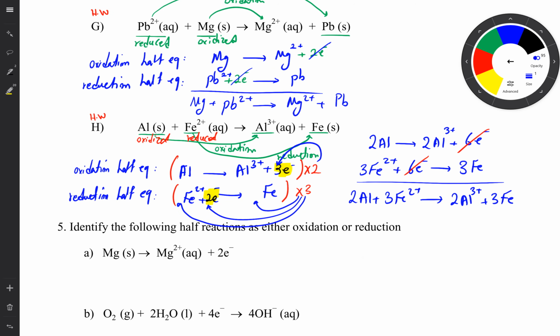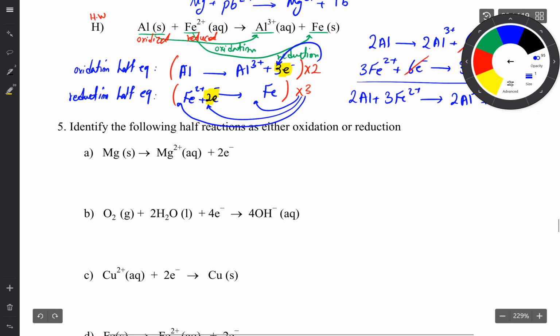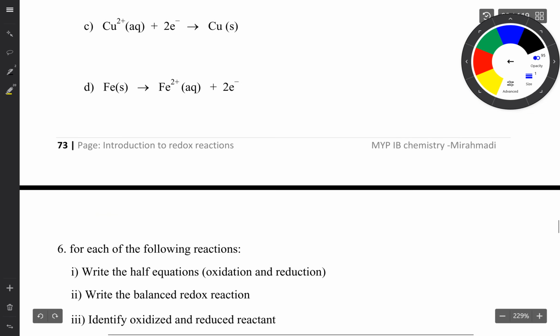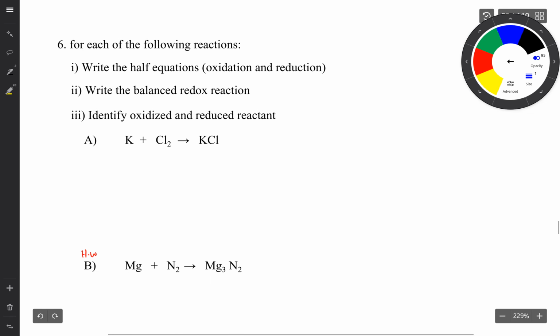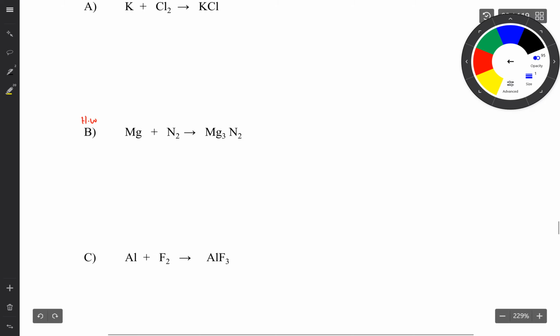Okay, let's go to the next homework question. The next question is part B of question number 6. Same thing we have to do here. We have to write the half equations, we have to balance them, and we have to identify which species is oxidized and which species is reduced.